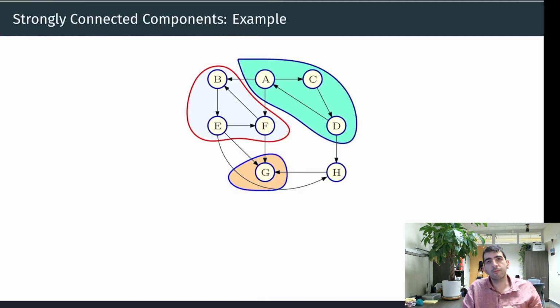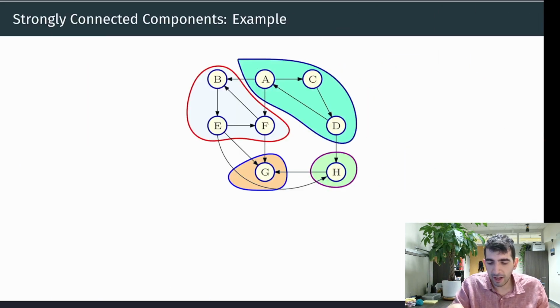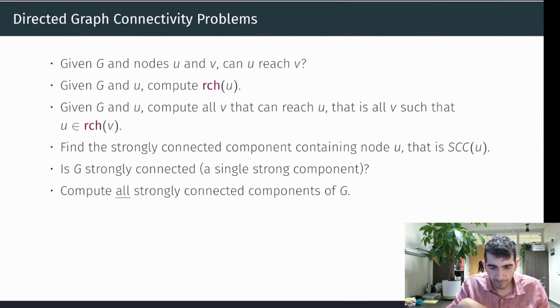This one is important because we note that strongly connected components can contain only one vertex, as seen in this graph that has two strongly connected components that each have one vertex. Okay, so some problems for strongly connected components.